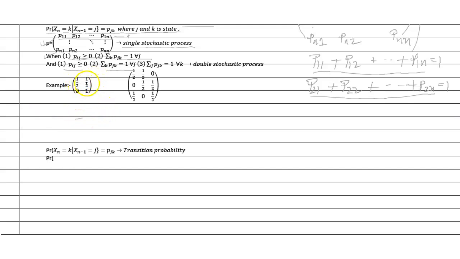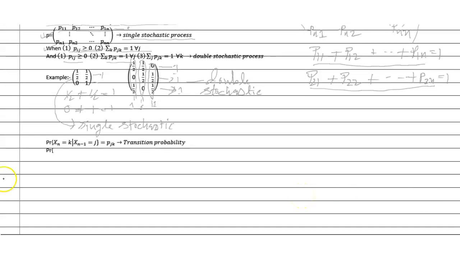The given matrix has entries half and half, and 0 and 1. Half plus half equals 1, and 0 plus 1 equals 1, so this is a single stochastic matrix. Also, half plus half equals 1 in the other rows. And you can see the stochastic property this way: when you add this, you get 1, when you add this, you get 1, and when you add this, it is 1. So this matrix is double stochastic, friends. This is the double stochastic process.